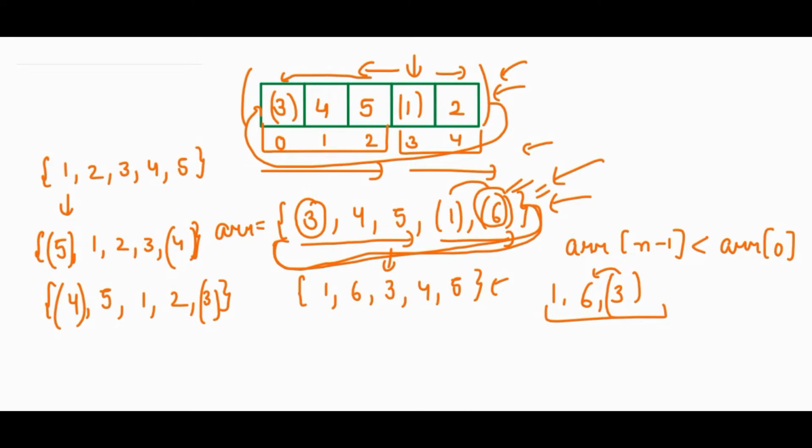So for the rotation condition, on the right side the elements should be increasing, and also on the left side the elements should be increasing. This is for the rotating part. And to be sure if the array is sorted as well, we have to check this condition: if array of n minus 1 should be less than array of 0. Okay, so now let's see the process.